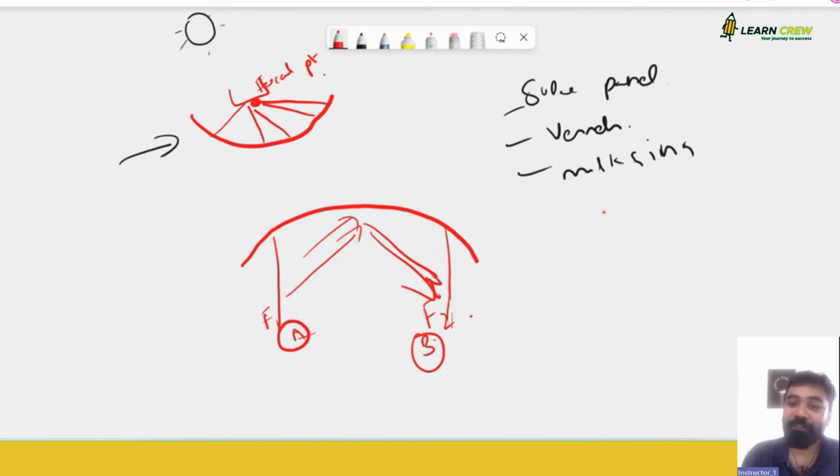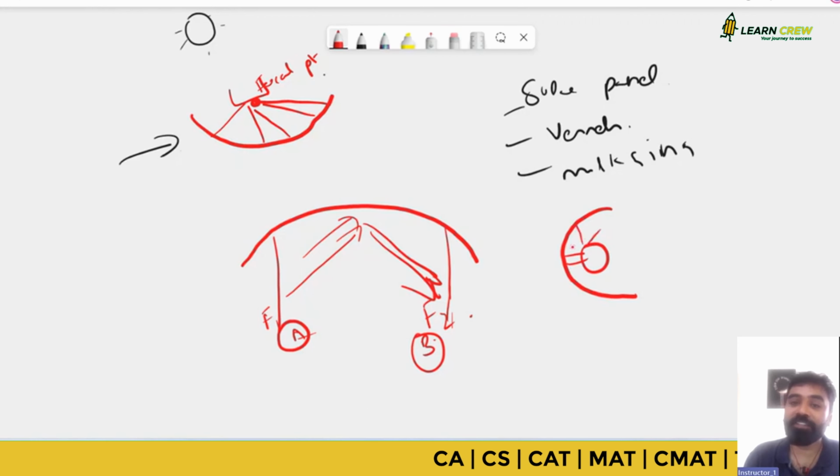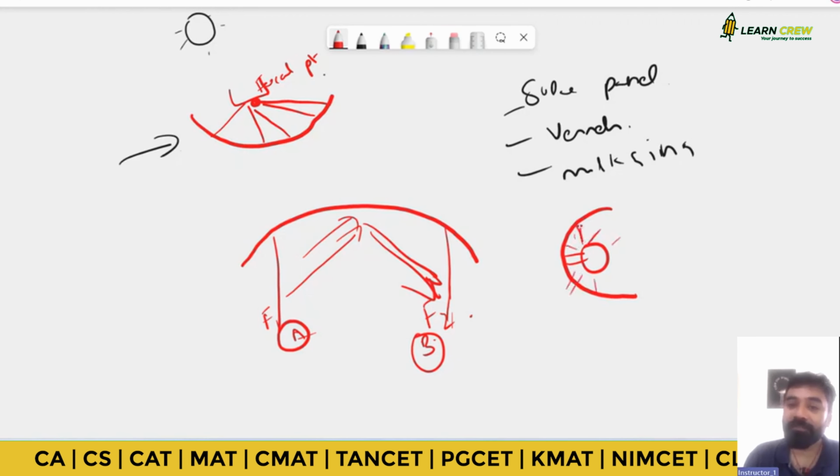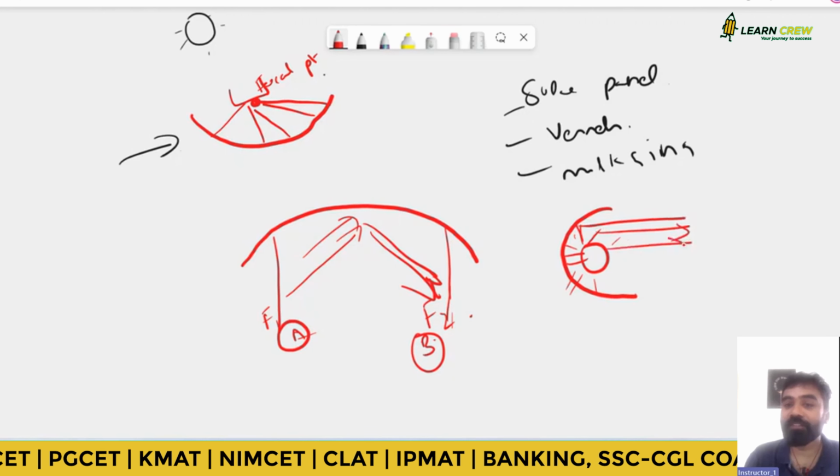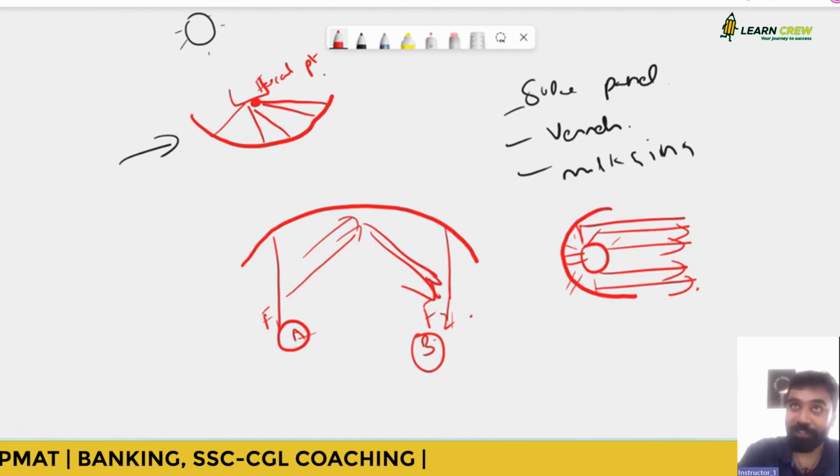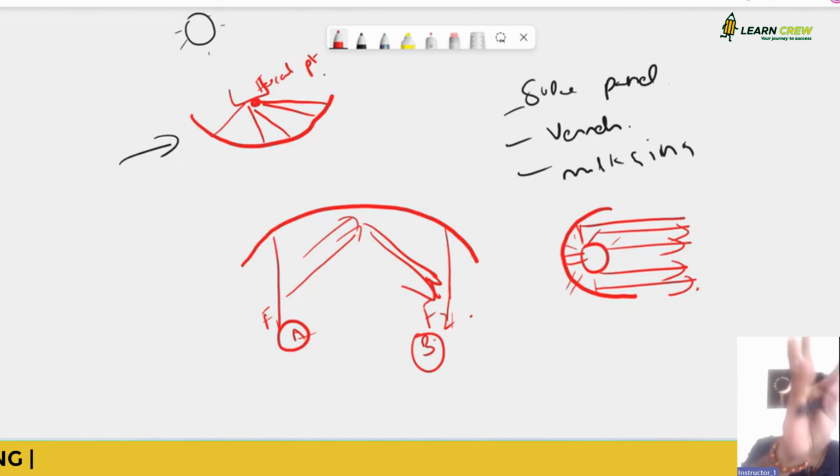Not only here, even for your light, as I said, if there is a bulb here, the bulb is giving out rays in all directions. But whenever it gets reflected from here, it will start focusing in the forward direction. Without this, the light on your car or vehicles wouldn't be focused on the road.